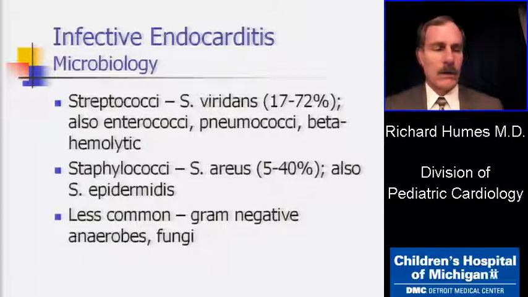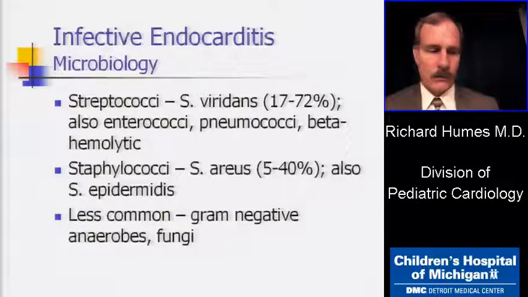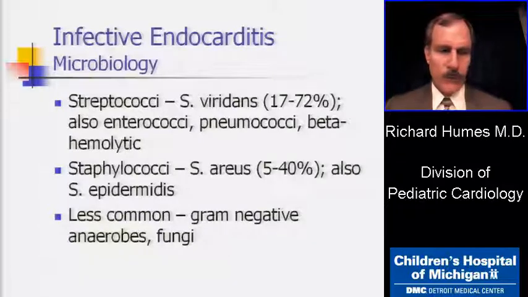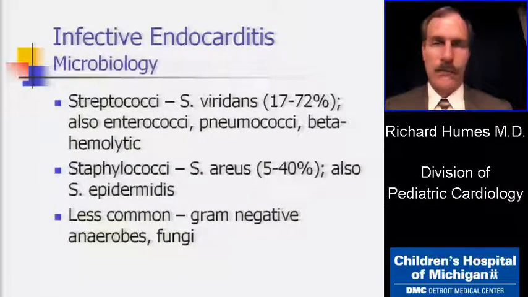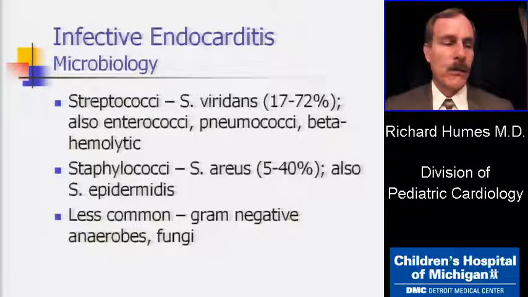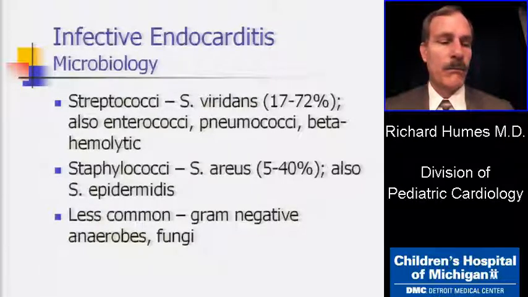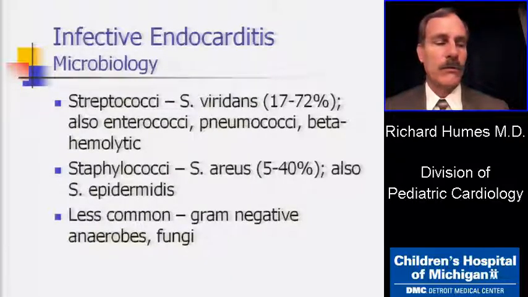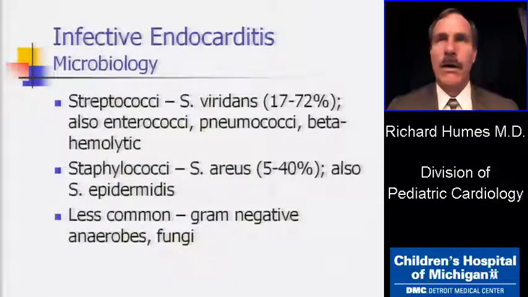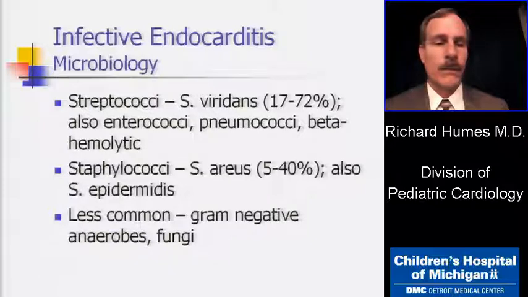The microbiology: most endocarditis is streptococci, most commonly strep viridans, which is associated with the mouth flora. Also, enterococci, pneumococci, and beta hemolytic strep are present. Staph is also present in some, more commonly Staph aureus. Less common are gram-negative organisms as well as a fungus such as Candida.